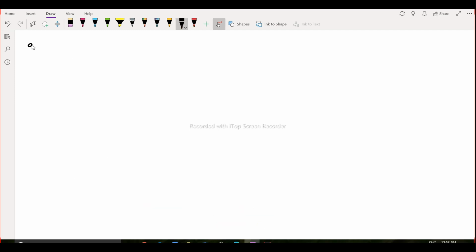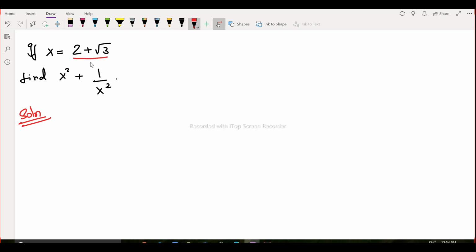If we have a question like this: if x is equal to 2 plus root 3, then find x square plus 1 by x square. So I can divide this question into two parts. I need to find x square plus 1 by x square, but if I put the value of x directly here, it might get a bit complicated because in the denominator I'll have the whole square of 2 plus root 3.